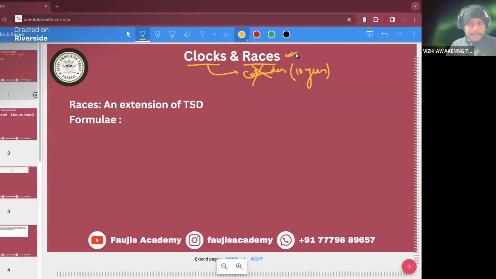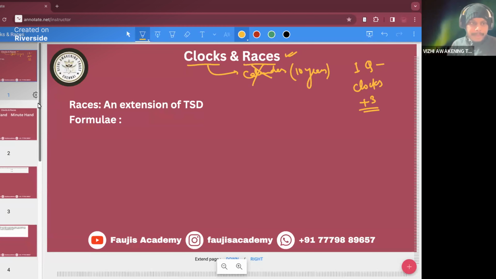And races, I have picked it up because it was not possible for us to cover it when we were studying time, speed, and distance. In your exam, you should expect at least one question, if not from races, from clocks for sure. Plus 3 marks are kept for you from this chapter called clocks. I hope I'm clear.